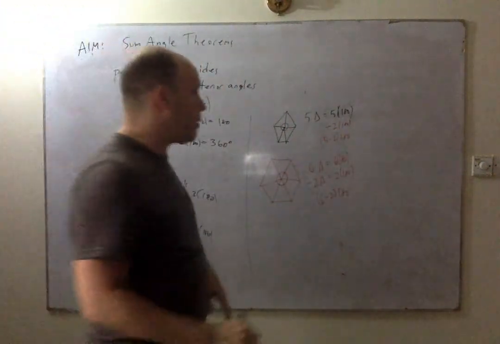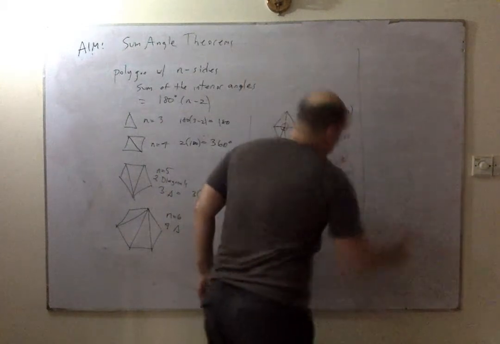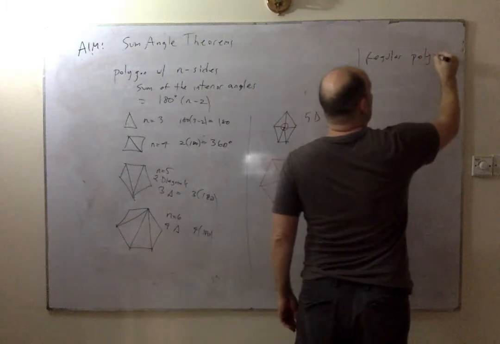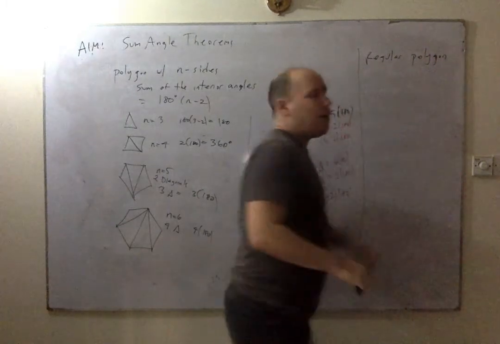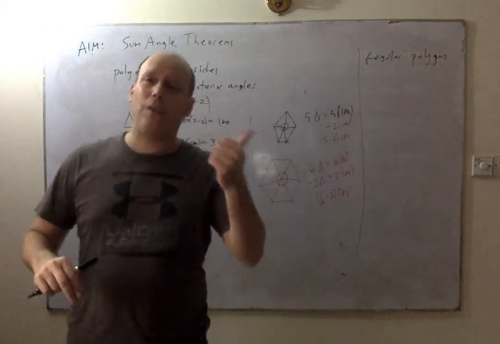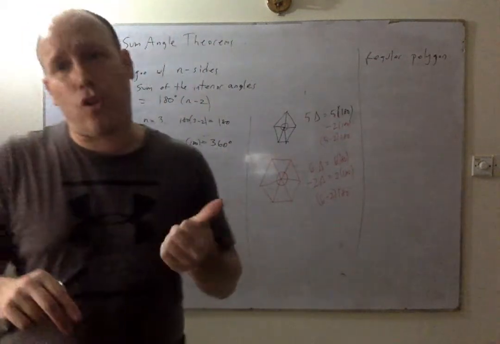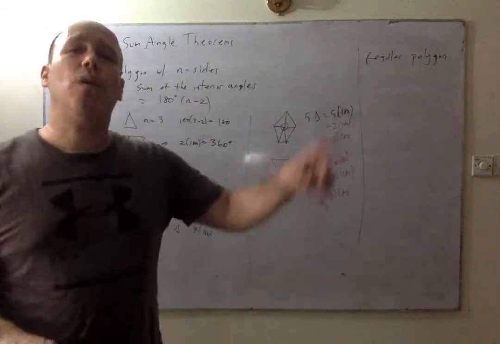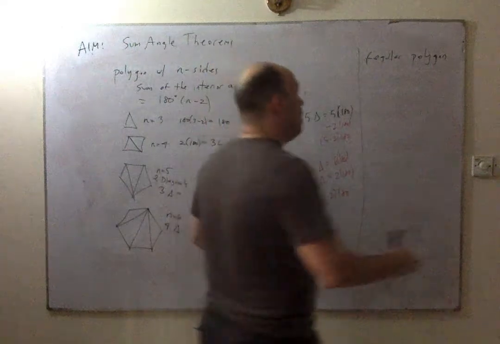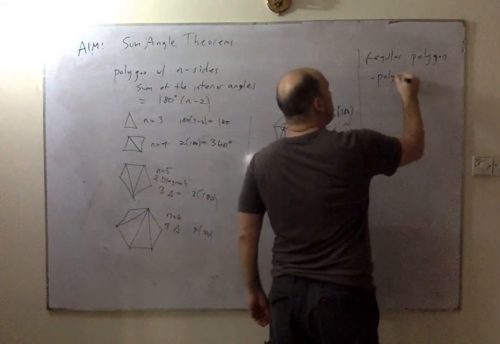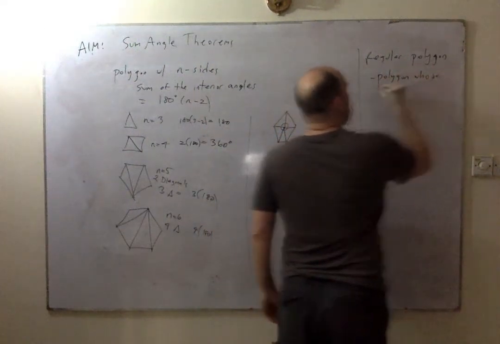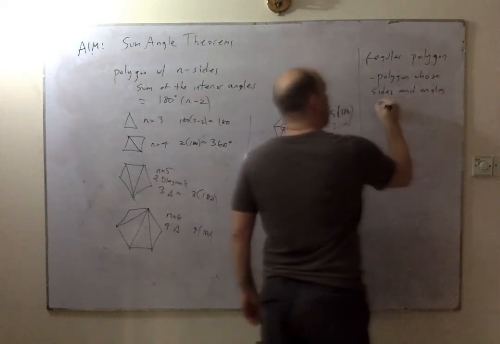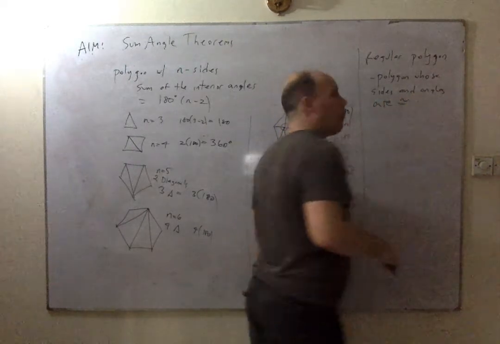The next thing we want to talk about is something called a regular polygon. It's also known as an equilateral or an equiangular polygon. An equilateral polygon has all sides congruent, and an equiangular polygon has all angles congruent. But we just want to talk about a regular polygon, which is a polygon whose sides and angles are congruent.